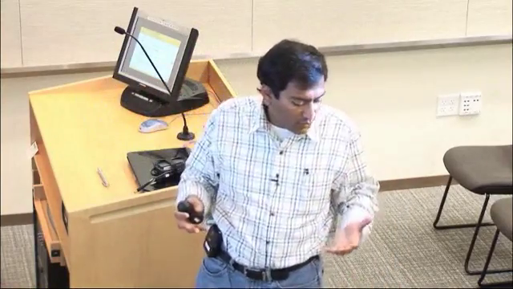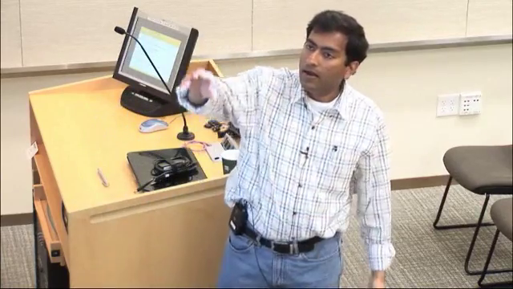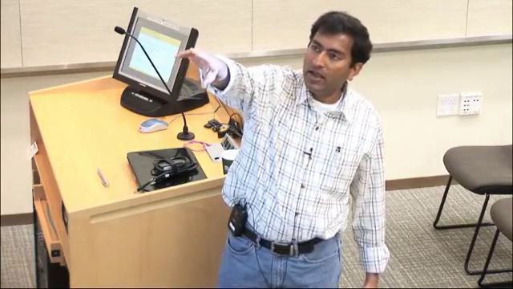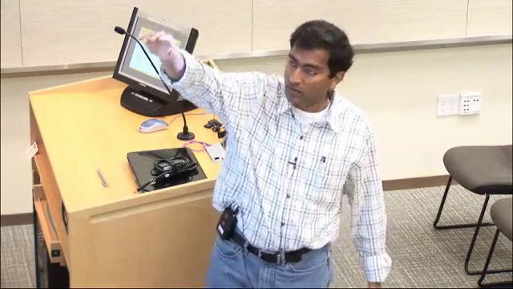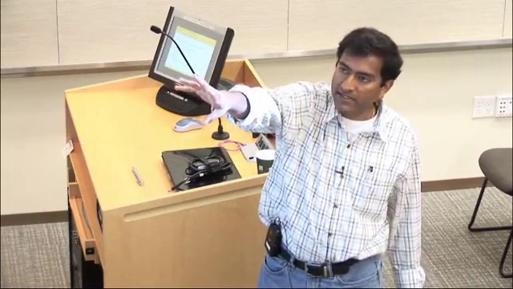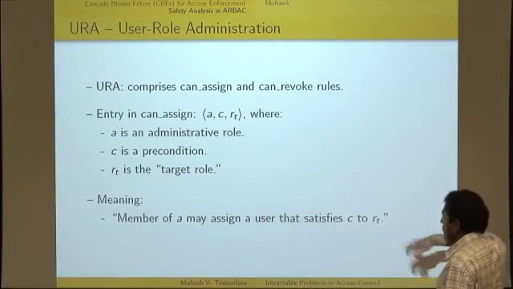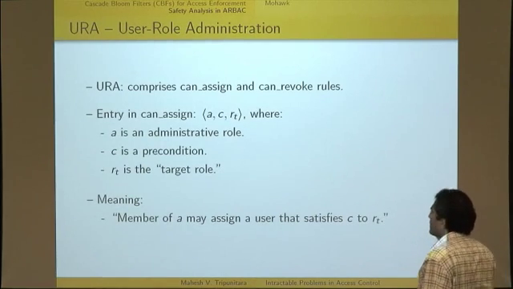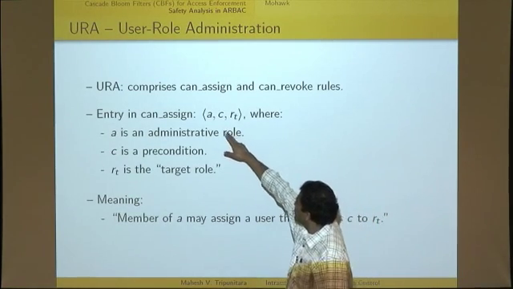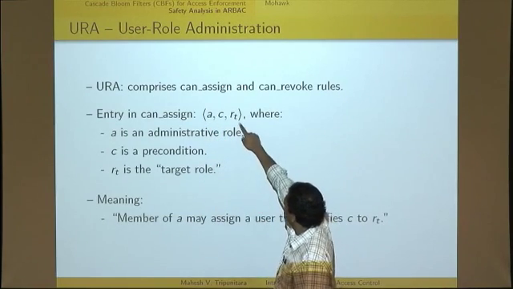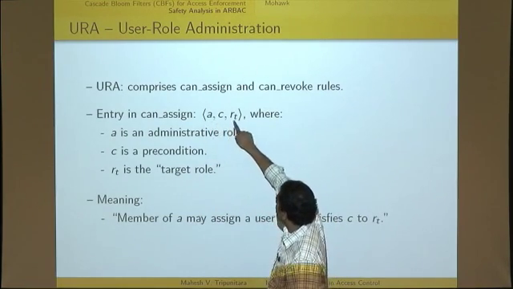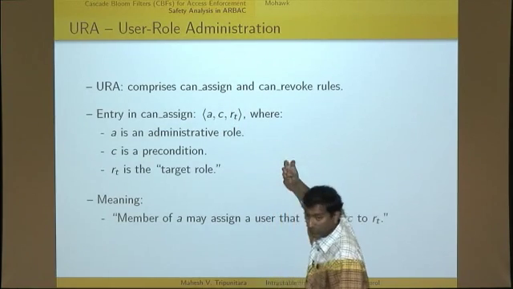Okay, there are 2 things that you can do. You can assign a user to a role, or you can revoke a user from a role. Accordingly, we have 2 sets of rules that they call can assign and can revoke rules. Each entry in the can assign set is a 3 tuple. It looks like this. We define something called an administrative role, and we put members in it like Alice, Bob, and things like that. And we say that this administrative role is allowed to assign users to this role. Members of this administrative role are allowed to assign users to this target role.